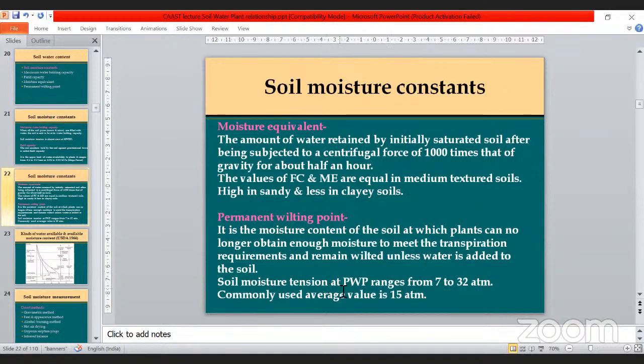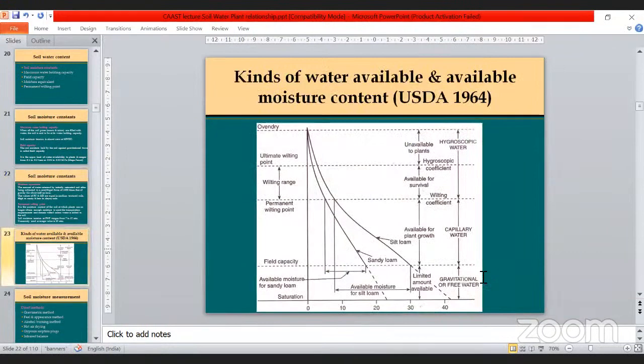Soil moisture tension at permanent wilting point ranges from 7 to 32 atmospheres, and the commonly used average value is 15 atmospheres. It goes much beyond that in water availability. So this is the permanent wilting point. The kinds of water and available moisture content are shown in this pictorial graphical presentation, where you can see the saturation part, then the field capacity, the permanent wilting range, and the ultimate wilting point. As you go up, the water content will be different over there, which is called the gravitational or free water in the saturation, and the available moisture for sandy loam. This is called gravitational free water.